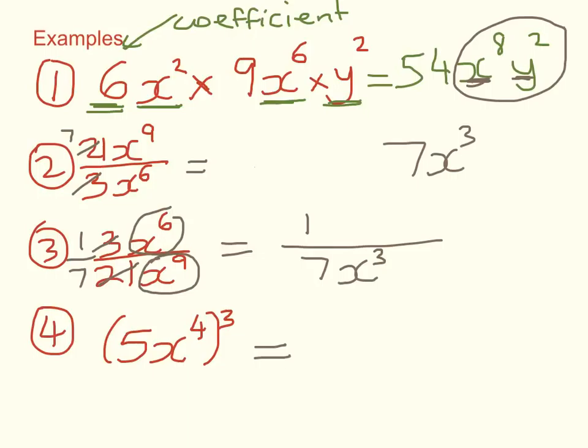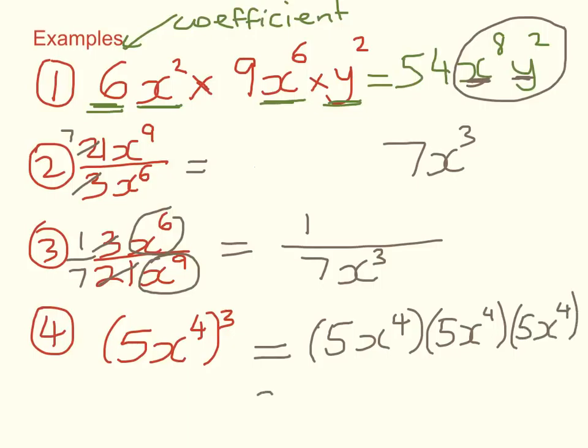Lastly, this one here will equal, well, let's have a look, 5x to the power of 4 times itself 3 times. Now I know how to do the manipulation of the x part of this. Using my third rule, this will be x to the power of 12. But what do I do with the 5? Well, it's just going to be 5 times 5 times 5, 5 cubed, which is 125.